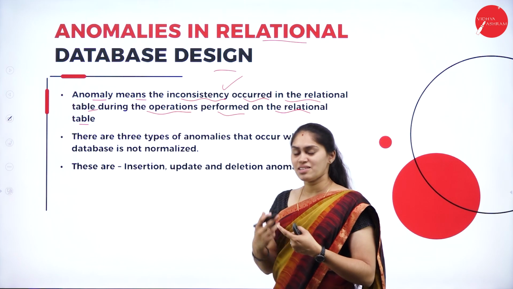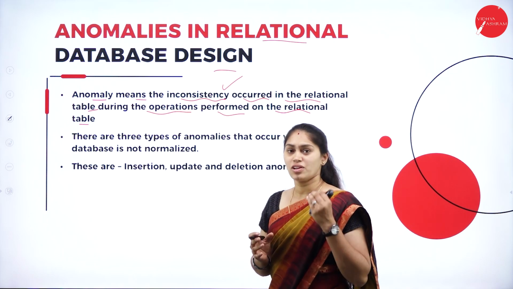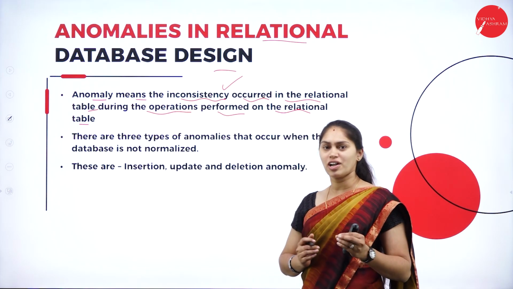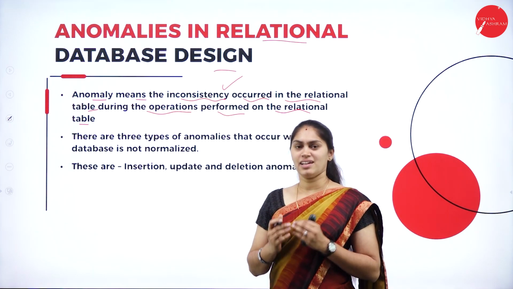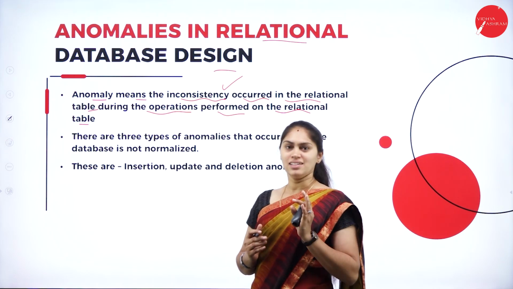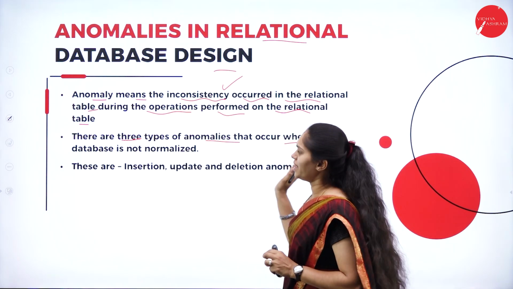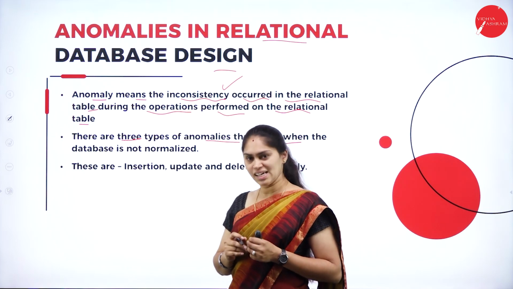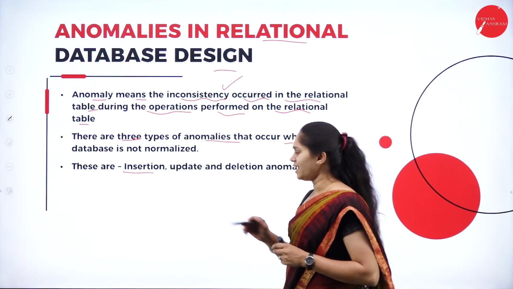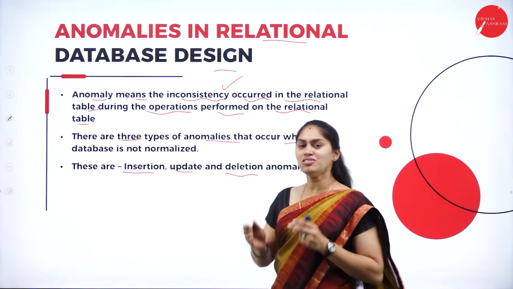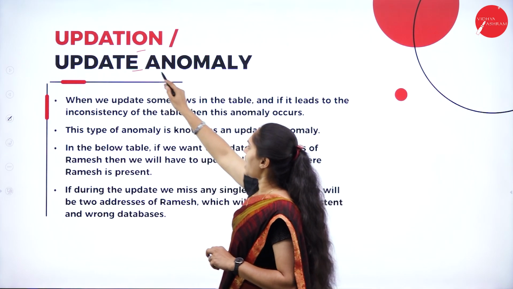Then that has to be treated properly. If not, the inconsistency will increase. If there is more inconsistency, then you can't have proper data. So in order to have a good database design, or to maintain the integrity of data, inconsistency has to be reduced properly. That is the reason anomalies should be properly treated. There are 3 types of anomalies we have. If it is not normalized properly, then inconsistency will increase. So what are the 3 types of anomalies we have here? We have insertion anomaly, update anomaly, as well as deletion or delete anomaly. We'll see the first one here, that is regarding updation or update anomaly.